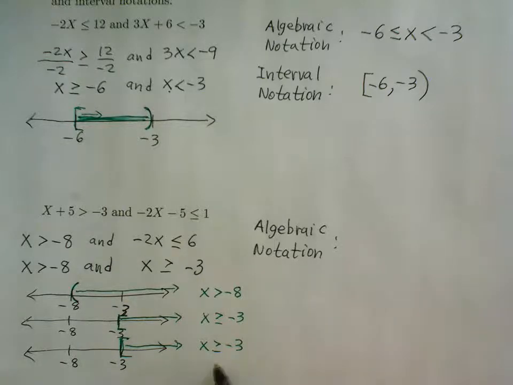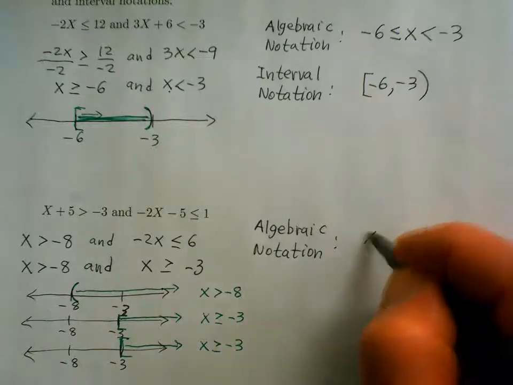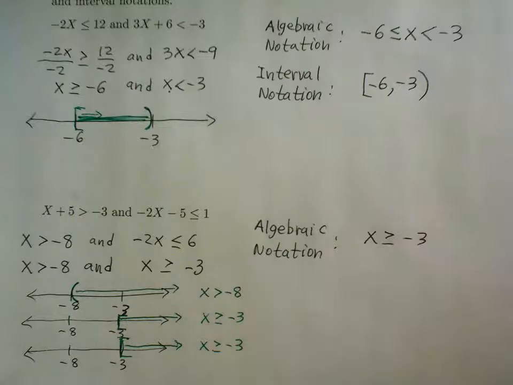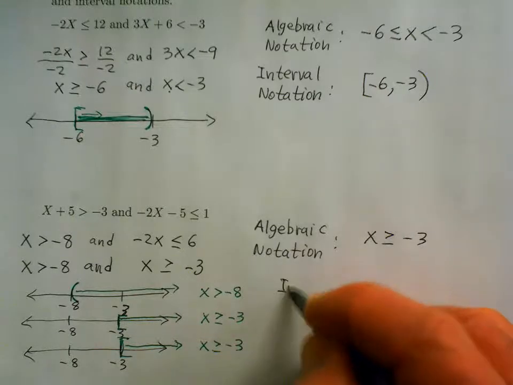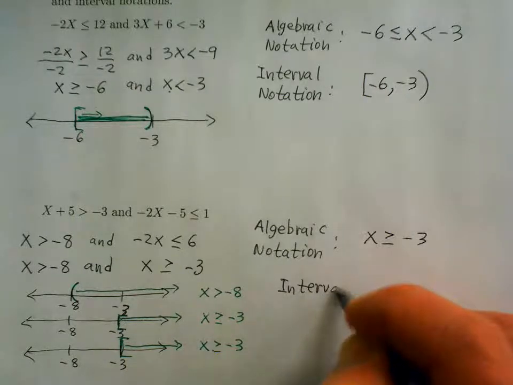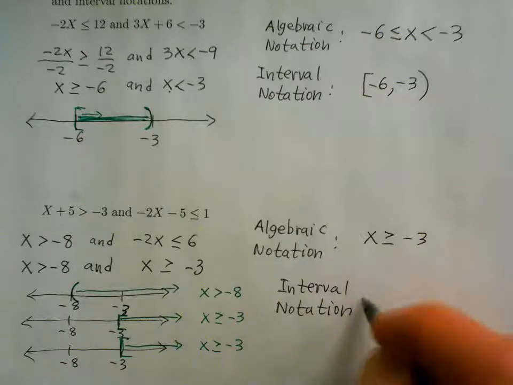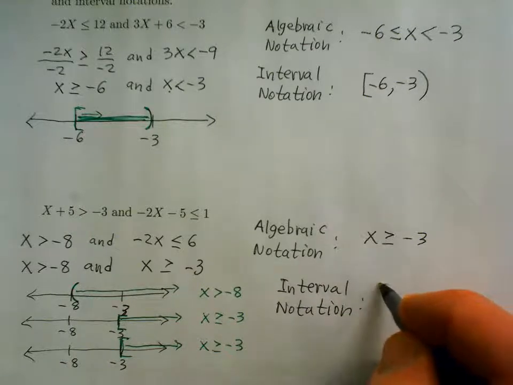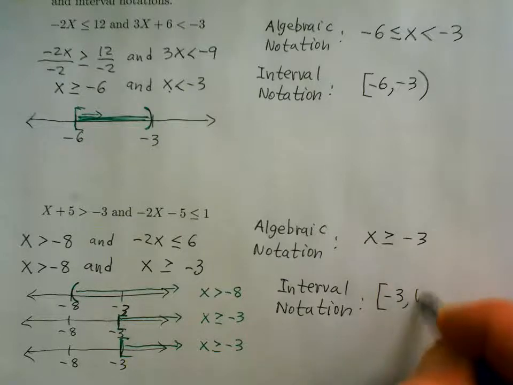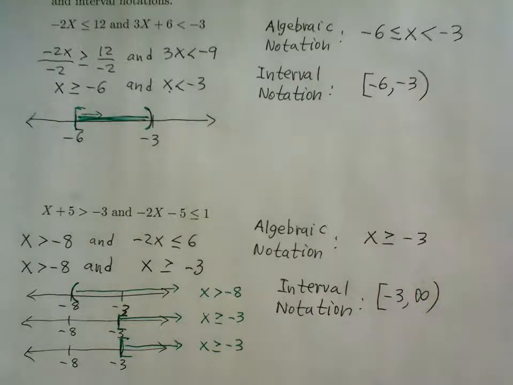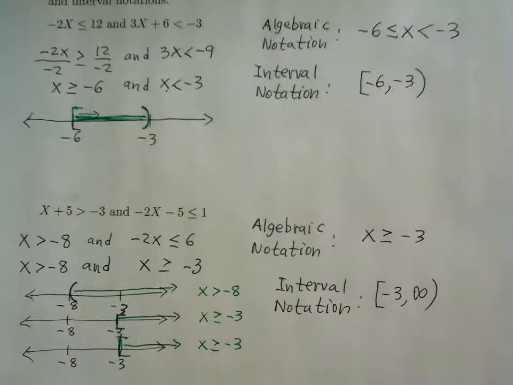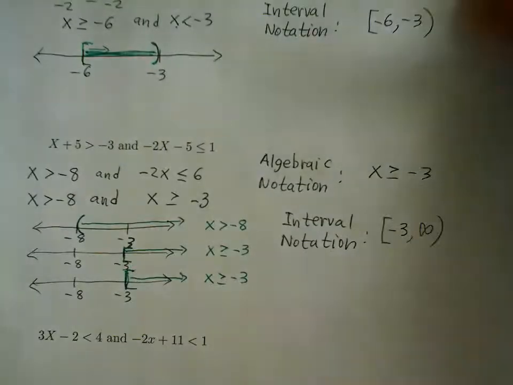So that is the algebraic notation this time: x is greater than or equal to -3. And then the interval notation: bracket -3, comma, infinity. Okay, the next one.